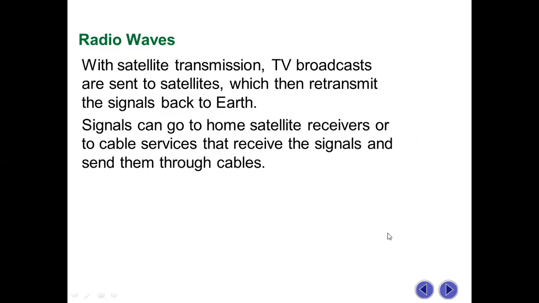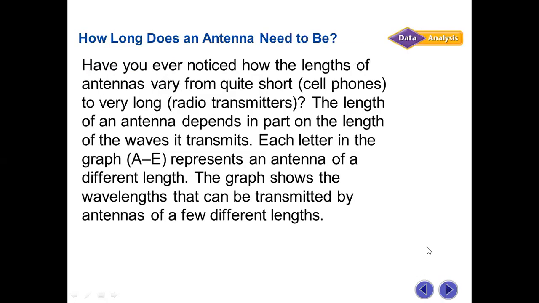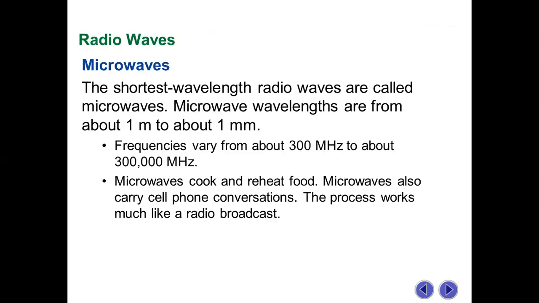With satellite transmission, TV broadcasts are sent to satellites, which then retransmit the signals back to Earth. Signals can go to home satellite receivers or to cable service that receives the signals and sends them through cables. This is some information about it, but we don't need it. It's just for illustration.